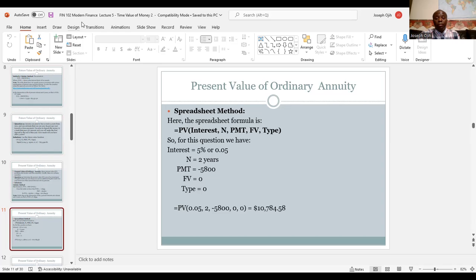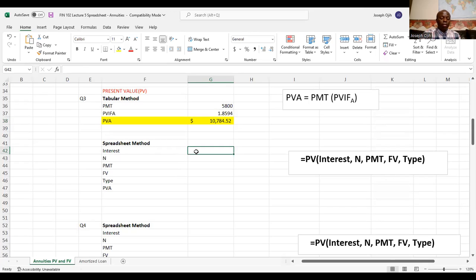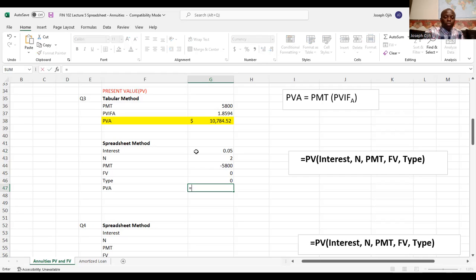So you can go and put this in Excel to get our present value. So you have it here. Interest is 0.05. Okay. Number of periods is 2 years. Payment is negative 5,800. Future value, there's no future value. So here, type 0, since it is, I would say, an ordinary annuity.